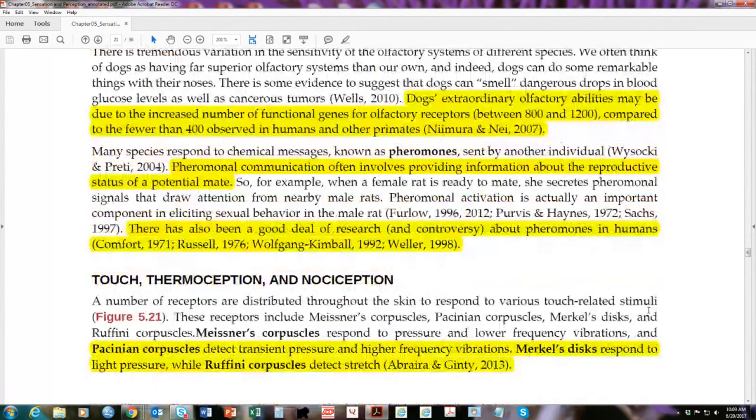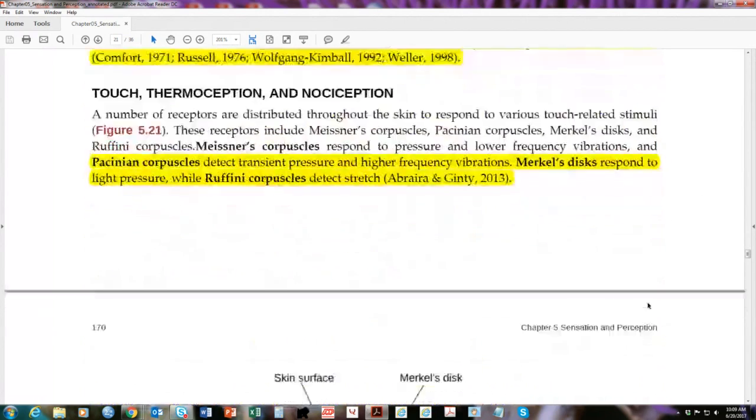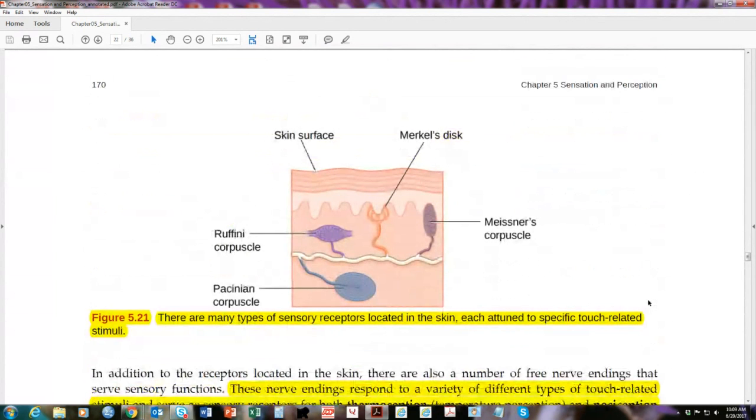Touch, sense of touch, or thermoception, nociception. Just take a look at figure 5.21. There are lots of types of sensory receptors. They're located in the skin, and they're attuned to different touch-related stimuli. So some of these are going to detect pressure, some are going to detect vibration. So as the skin is displaced, it's going to stimulate these in varying degrees.